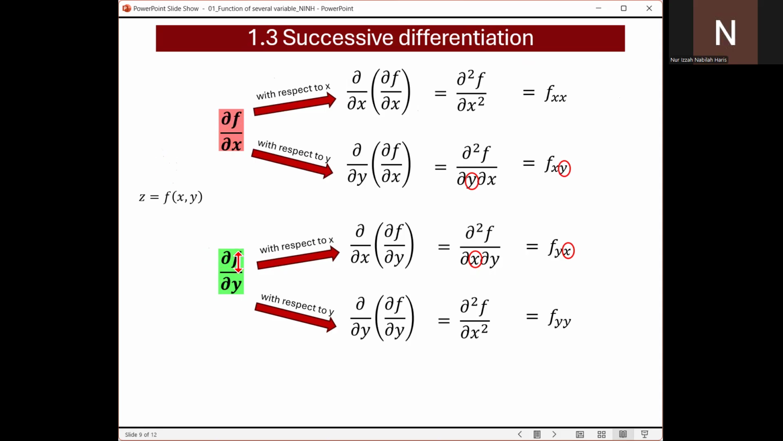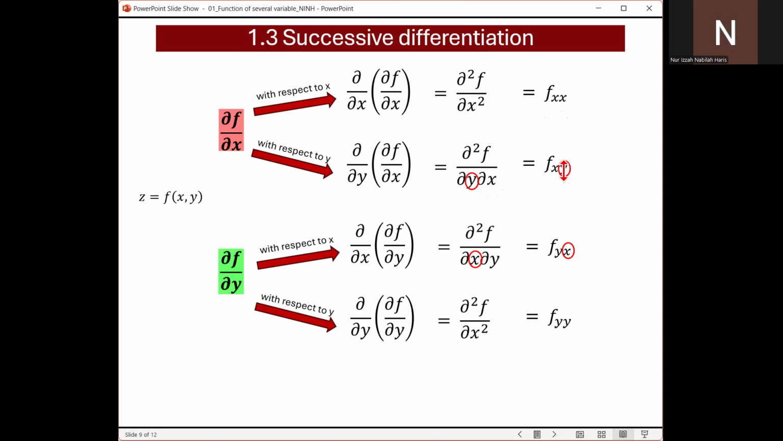And these two can be differentiated with respect to x and with respect to y. So you will have two different second order derivatives from here. So you should get del square f over del x square and del square f over del y del x. Okay, and this can also be expressed in another notation, which is fxx and fxy.